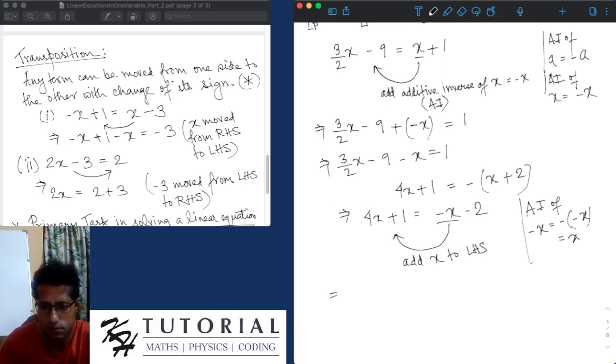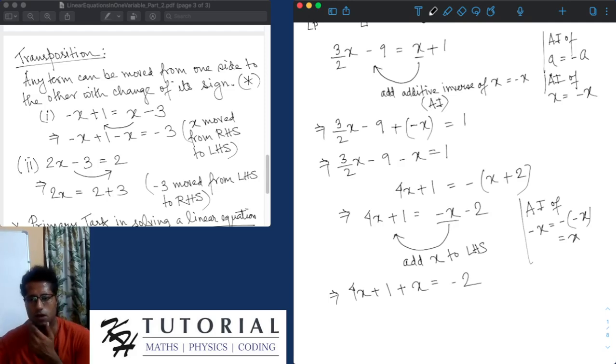So the equation will become 4x plus 1 plus x equals, and the minus x term from the RHS will be gone. This is minus 2. So this is how we transpose terms from one side to the other, and the sign changes. I have explained transposition of terms from RHS to LHS. It will be the same when you transpose from LHS to RHS.